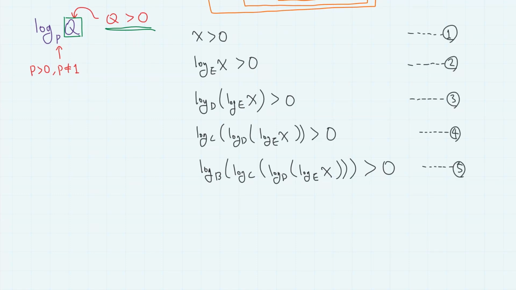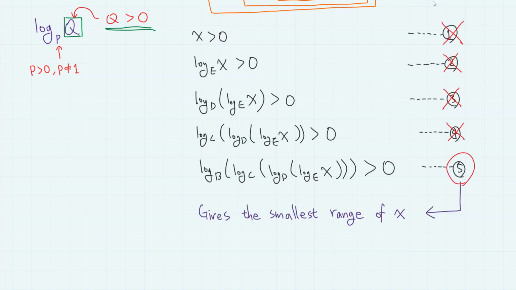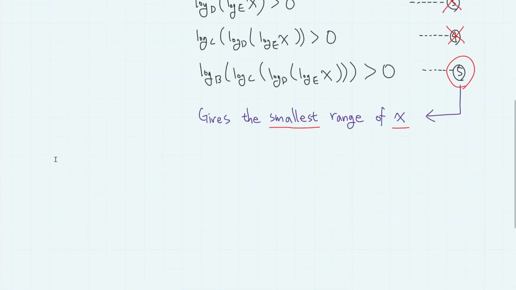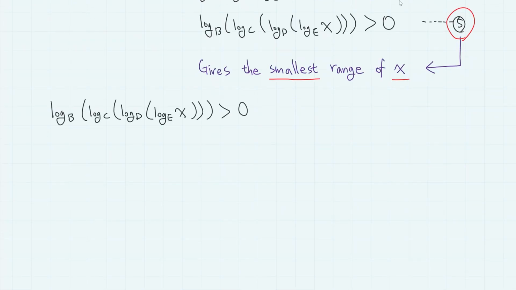So we have 5 inequalities of x, and the domain of the function is the common range of the solutions to these 5 inequalities. But here we only need to take a look at the very last inequality, since that is the inequality which gives the smallest range of x. So we have the inequality log base b of log base c of log base d of log base e of x is greater than 0.